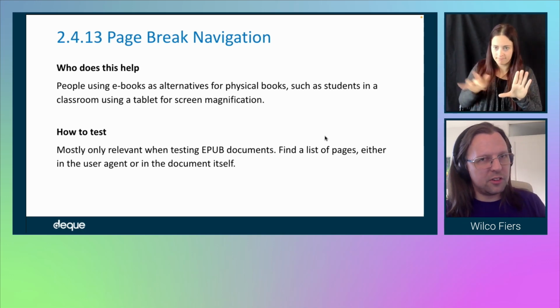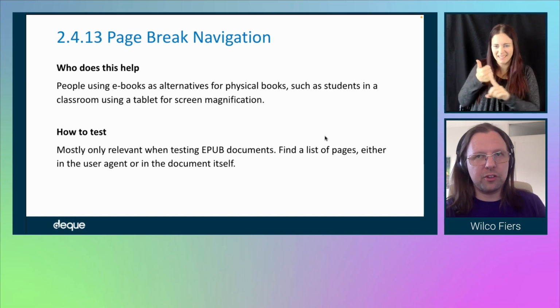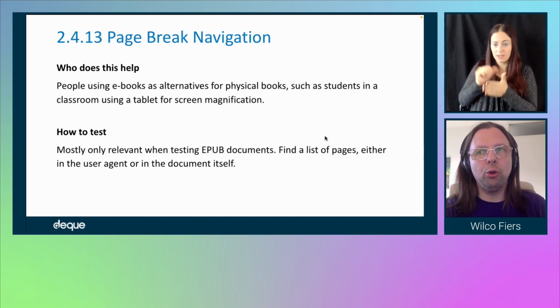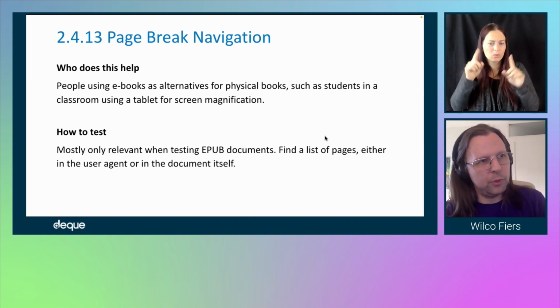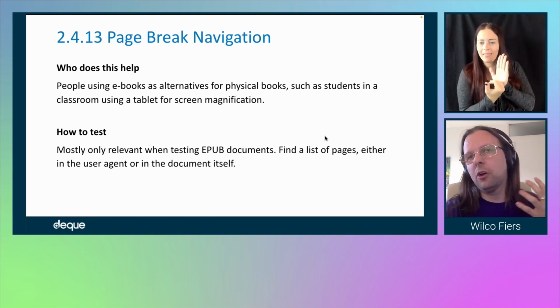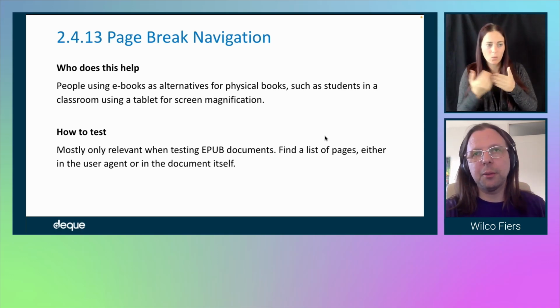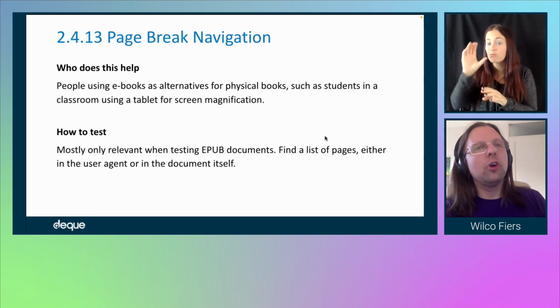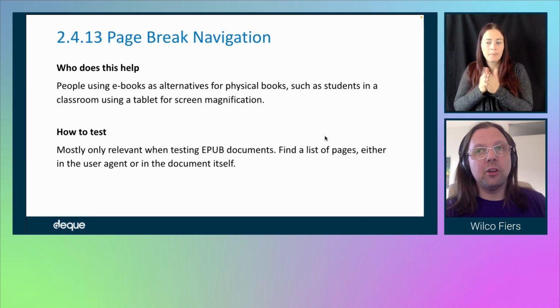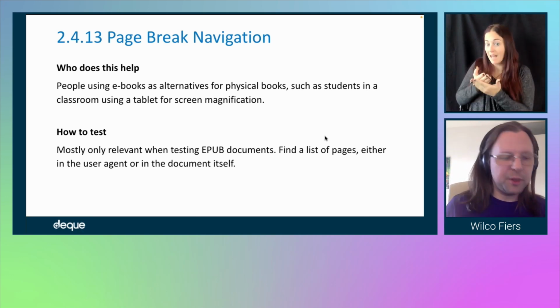So how do you test this? When you're testing EPUBs, look for a list of pages, either in whatever user agent you're using. That can be a browser, it can be an EPUB reader, or it can be in the document itself. One of those things has to be true.